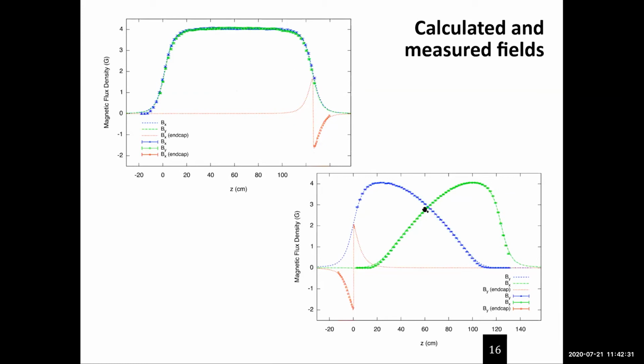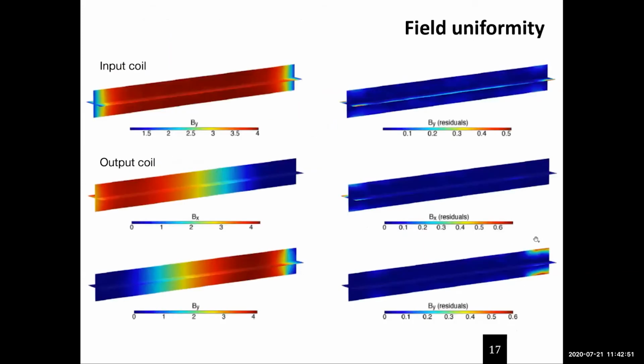And for the output coil, we originally only have a magnetic field in the transverse direction to transport the component of the spin due to the spin rotation. So we only need one end cap to complement that magnetic field.